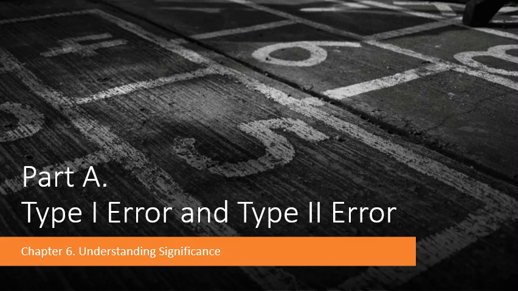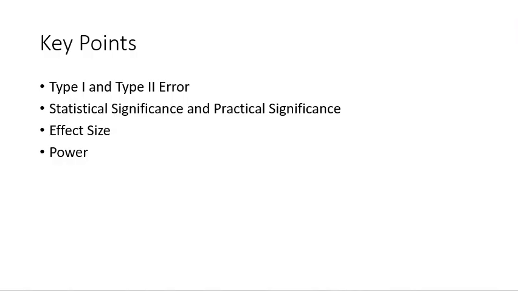This is the first exploration of content in this really mysterious chapter, Chapter 6, Understanding Significance, where we wrap our head around some confusing ideas. But I think they'll make sense to you after this. We're going to start by talking about type 1 error and type 2 error. And these are some key topics that we'll cover.